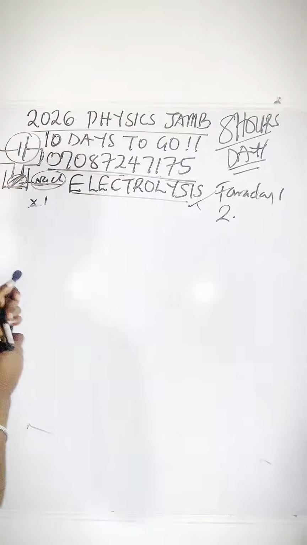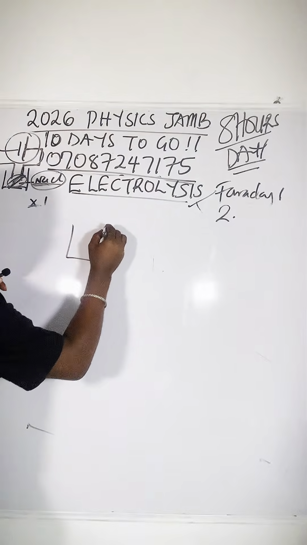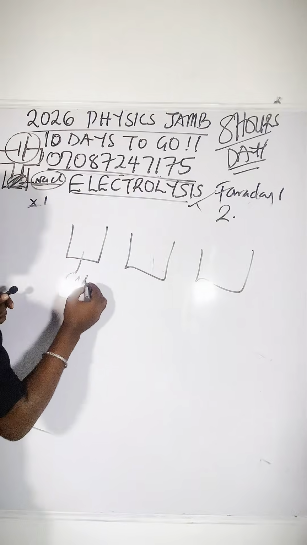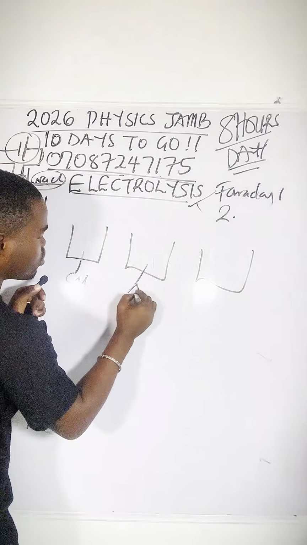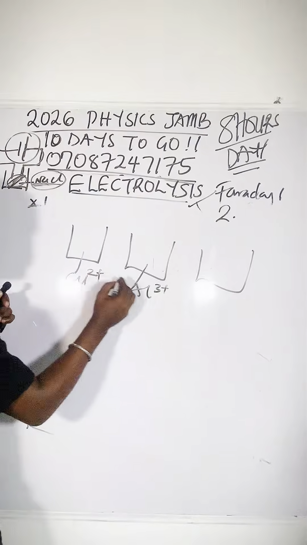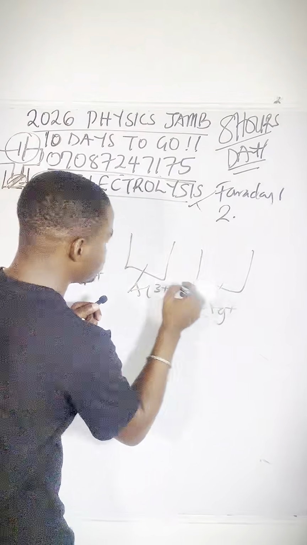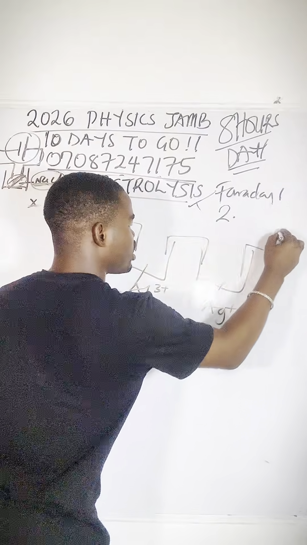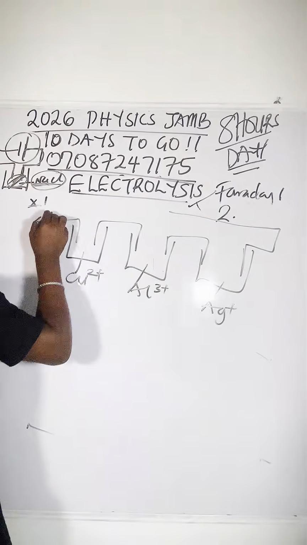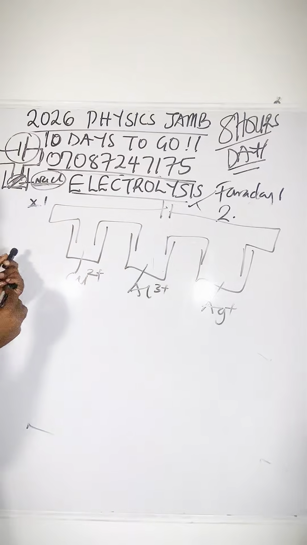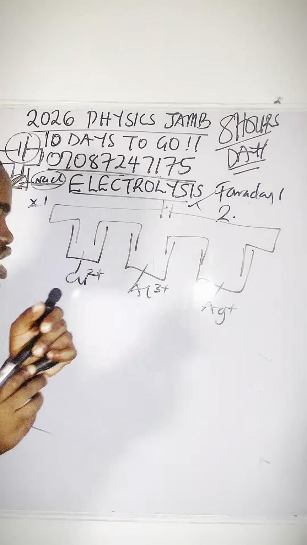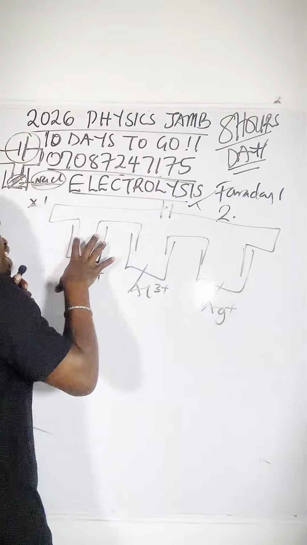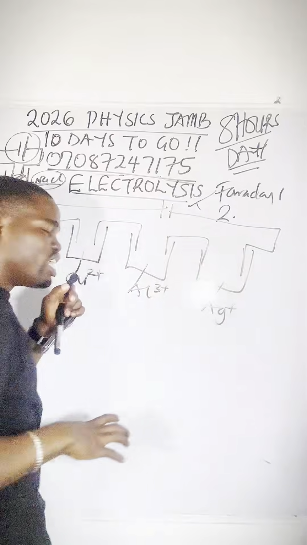Now, what am I trying to say? Let me just give you a diagram. We have container 1, container 2, container 3. This one contains copper sulfate, copper salt. This one contains aluminum salt, and this one contains silver salt. So these are connected, and they are all connected to a single electricity source. So that's what it means when the same quantity of electricity is passed through different electrolytes. This is electrolyte A, electrolyte B, electrolyte C.